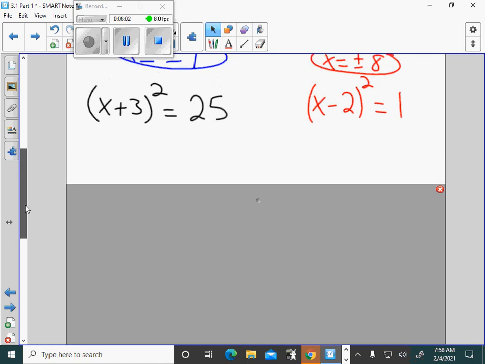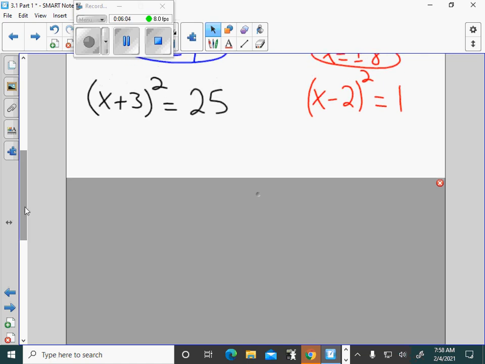Okay, this one's a little different. Because we have x plus 3 in parentheses, and that's going to be squared. So how do we do this? How do we think we should solve this? Should we subtract 3? No, because I don't think we can, because that x plus 3 is in parentheses.